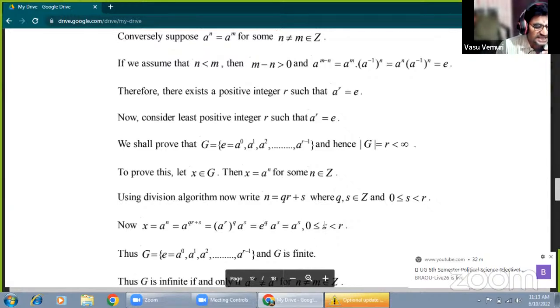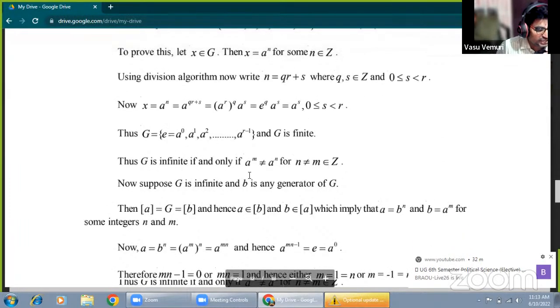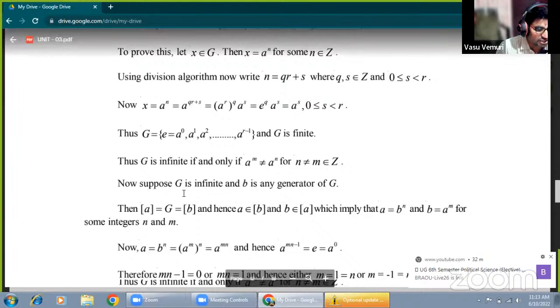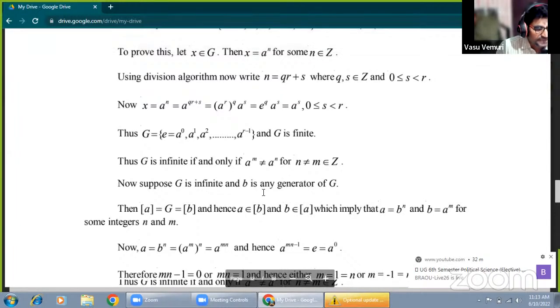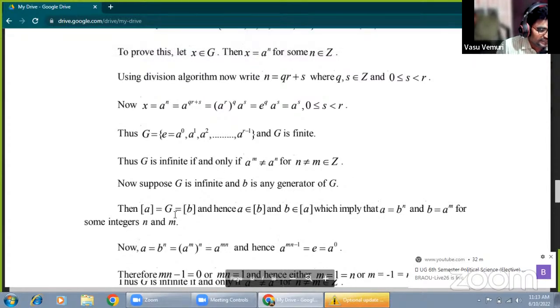Here the condition is s is greater than or equal to 0, but less than r. The group must be infinite if and only if the integral powers of the elements are not equal. Here, b is any one of the generators. Suppose a must be the generator and the element is b. So what is the meaning of this? A equals the integral powers of b, that is b power n.